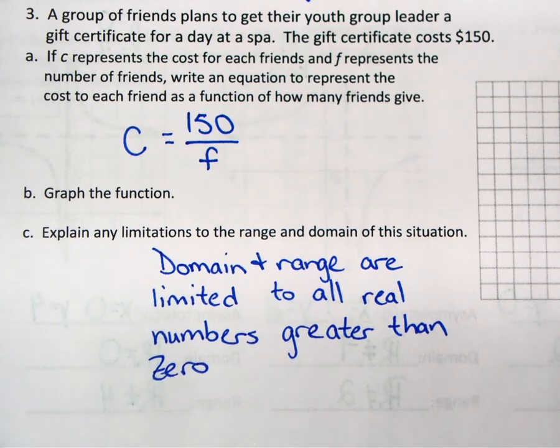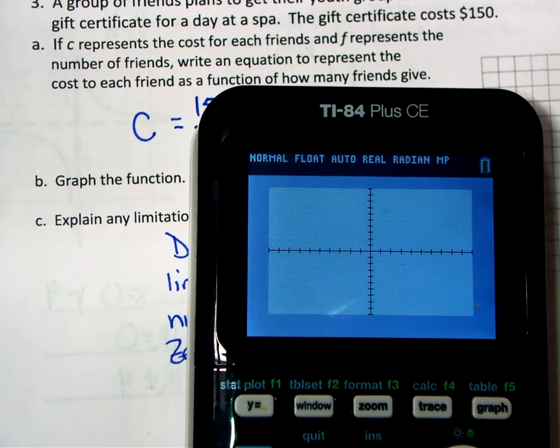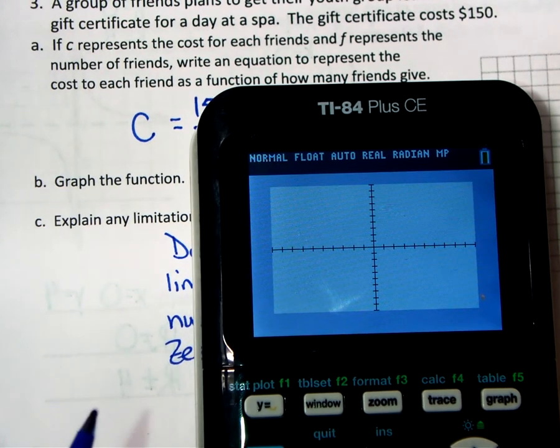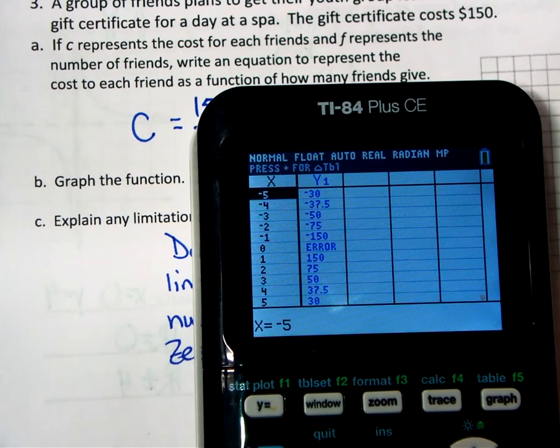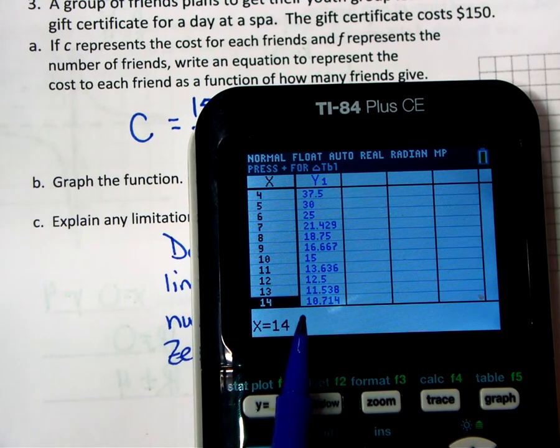Now, when you graph this, you may need to change your window just a little bit. If you graph it just on a normal window, you don't end up getting to see the graph at all. And that's because if we think about it, we've got $150 and we're dividing it by the number of friends. Well, 150 divided by 1 is 150. So at x equals 1, it's all the way up to 150. At x equals 2, it's at 75. It doesn't get down to values that I would see on my graph until well after 10.